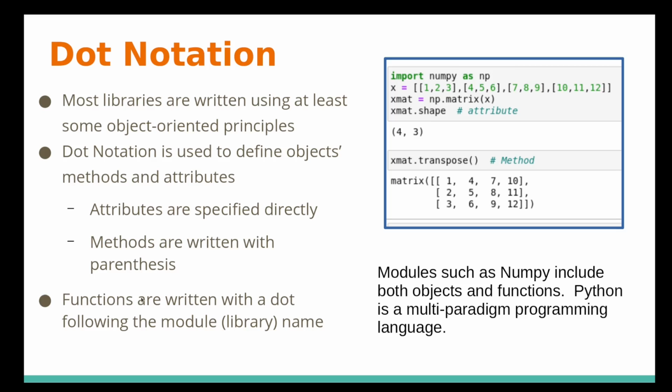Functions are written with the dot following the module. So for example, I have np.matrix. Basically matrix is a method that is in this object called np that I'm instantiating from my NumPy library or the class NumPy. So you can think of object-oriented programming as being hierarchical and working at multiple levels.